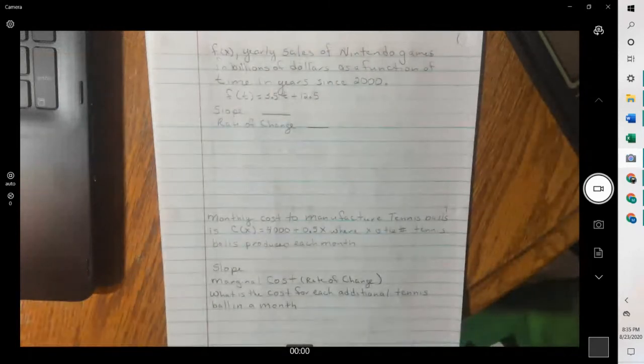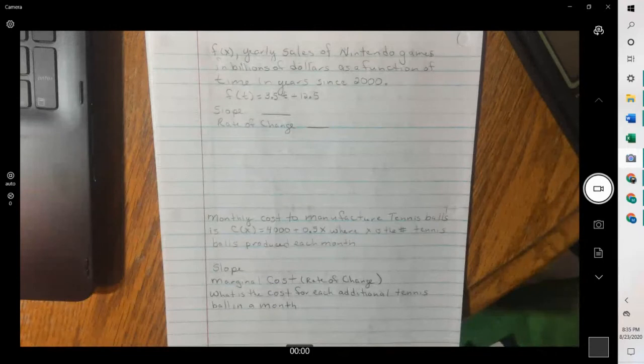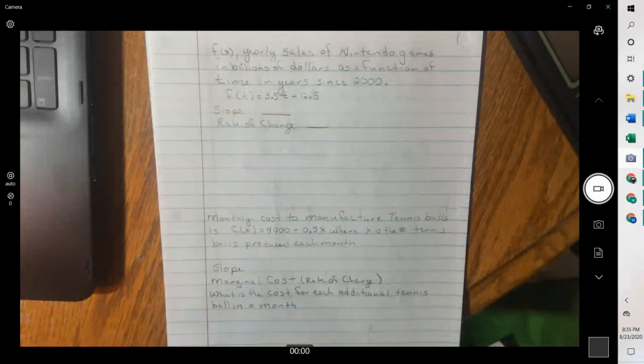F of x is the yearly sales of Nintendo games in billions of dollars as a function of time in years since 2000. So this is since the year 2000. Find the slope and the rate of change. They're the same thing. Slope and rate of change is just another way of saying it, because it's telling you how it's changing.